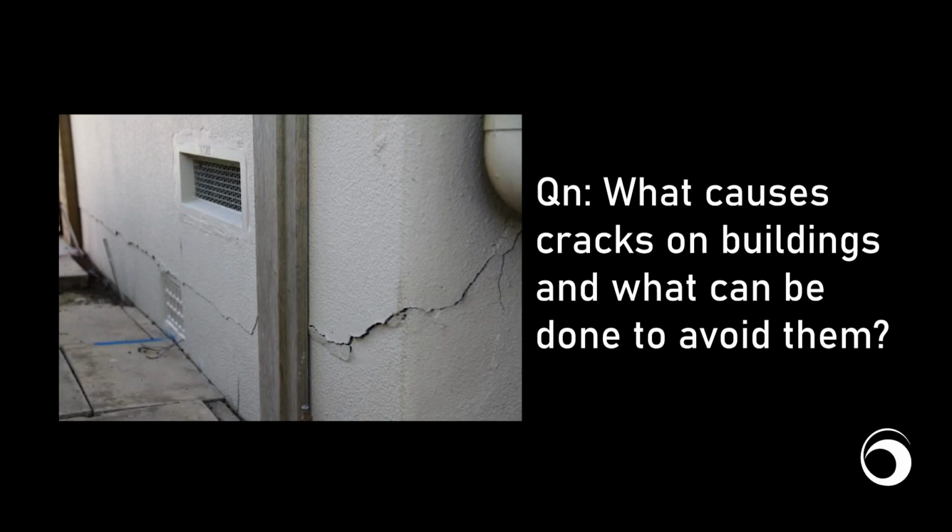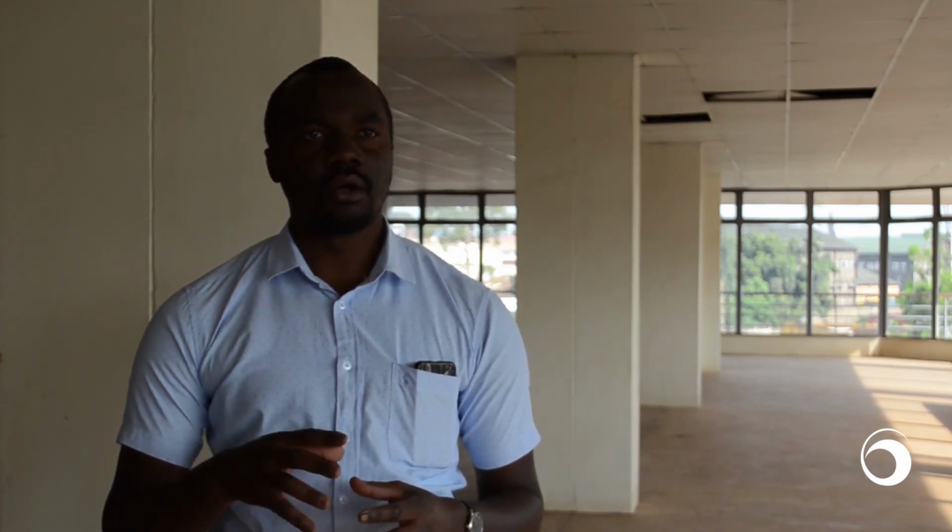What causes cracks on buildings, and what can be done to avoid them? Is it only when they've just started building and the cracks come about, or is it because of how we use the building? What exactly causes the cracks on the buildings? Cracks are an interesting phenomenon in construction. Cracks are caused by a number of things. Some are material based, some are structure based. They go to the core of the building.